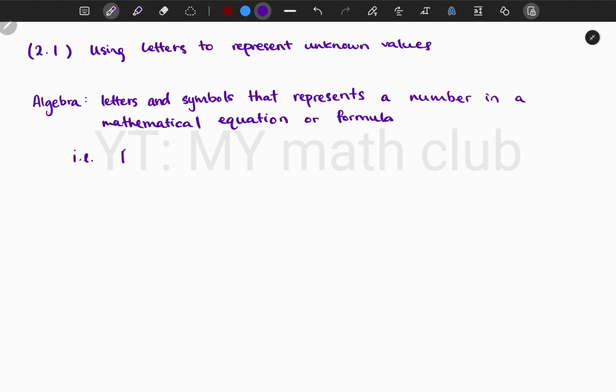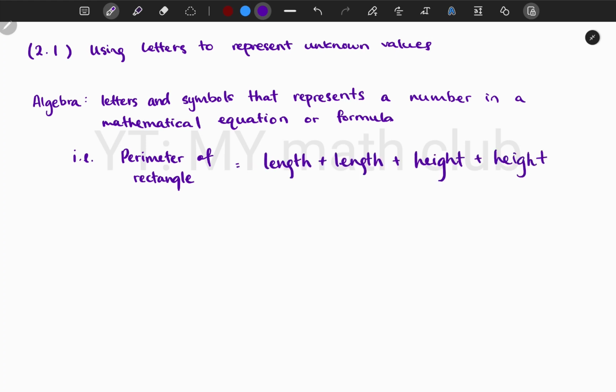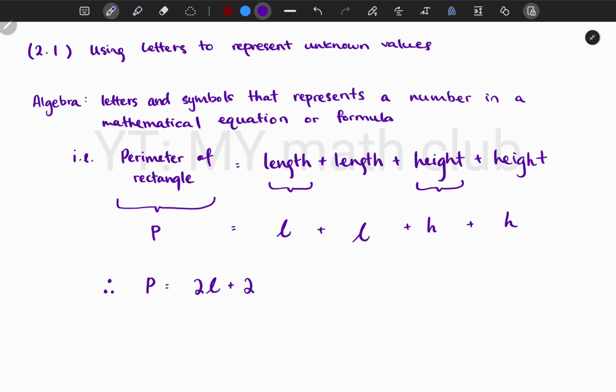What I mean by that is that if we have an example, let's say the formula to the perimeter of the rectangle, which you know is both sides of the length added with both sides of the height. The way that algebra can help you to generalize this operation is by replacing them with a letter. So let's just use L for length and H for height. And so with this formula, you can calculate the perimeter of any rectangle there is out there.